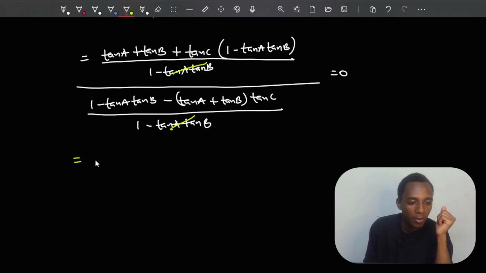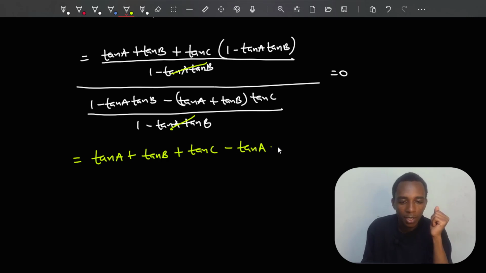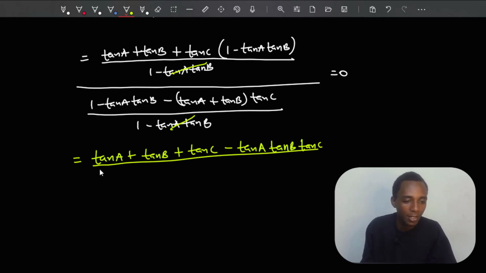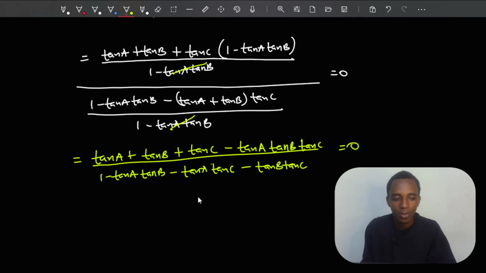So I have this right there, which is tan A plus tan B plus, I can now open this up here, that's going to be plus tan C minus tan A tan B. Oops, that's tan B. Okay, tan C divided by, yes, everything down here, 1 minus tan A tan B minus tan A tan C plus tan B, is that plus, minus? Yeah, minus, minus tan B tan C equals 0. So finally, only the numerator is going to be equal to 0.